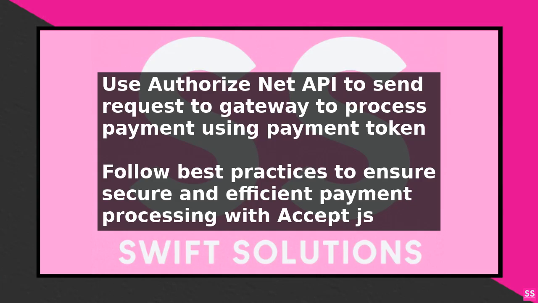In summary, automating Authorize.Net Accept.js involves creating an Authorize.Net account, including the Accept.js library in your web page, setting up a payment form, generating a payment token, and using the Authorize.Net API to process a payment. By following these steps and best practices, you can securely and efficiently automate payment processing using Authorize.Net Accept.js.